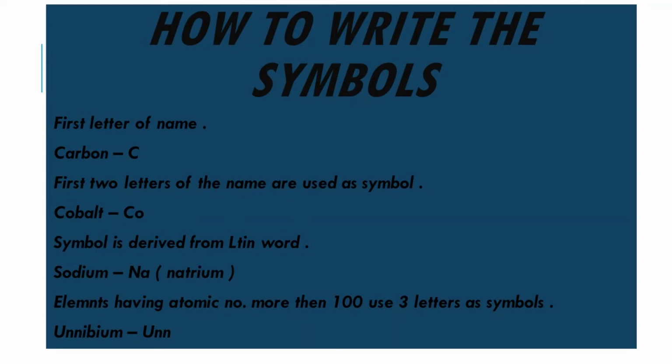So the first letter, that is capital C, will be assigned as its symbol. But in case two or more elements have the same first letter, then we combine the first two letters. That is, in case of cobalt, the first letter is C, same as carbon, but the second letter is O. So that's why its symbol is Co. The first letter of the symbol will be written in the capital form, and the other one will be written in the small letter.